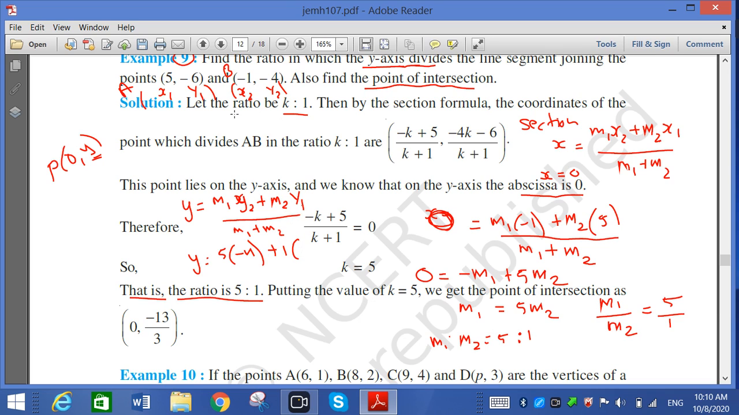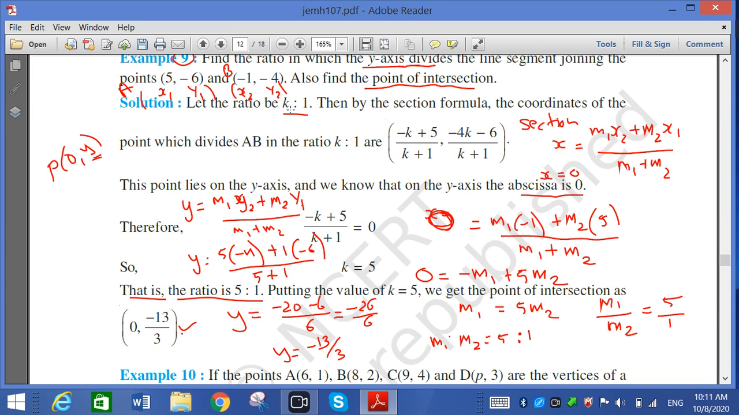y1, so y1 is -6 divided by 5 plus 1. So y is equal to -20 minus 6 upon 6, so -26 by 6. So y is equal to -13 by 3. So that is why (0, -13 by 3) is given.